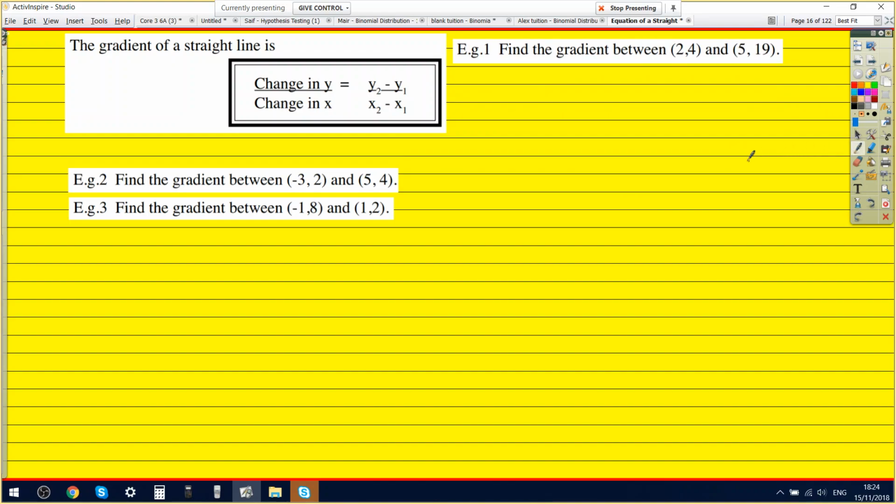Is the 5 for the first one? So 19, take away 4, 15. 5, take away 2. Yeah, that's it. Okay, second one.